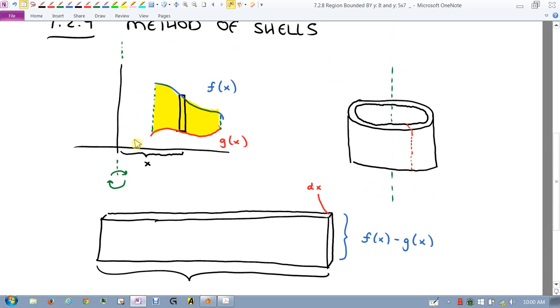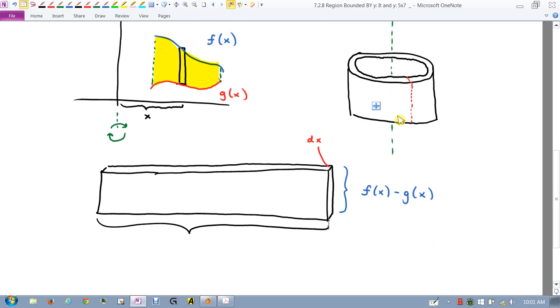Do you see that? That's the critical part. That's why we needed the x. The distance from here to here is the radius of this cylinder. So that's what gives you the radius for the circumference. So what was it for circumference? 2 pi r? So this will be 2 pi times my radius, but what's my radius? X.